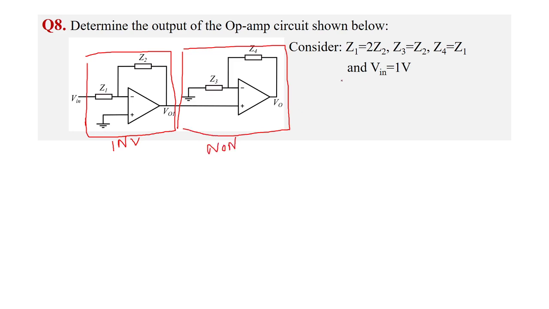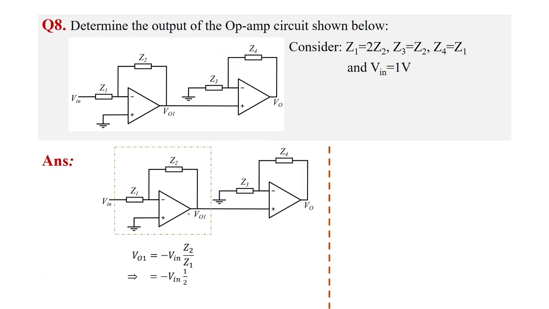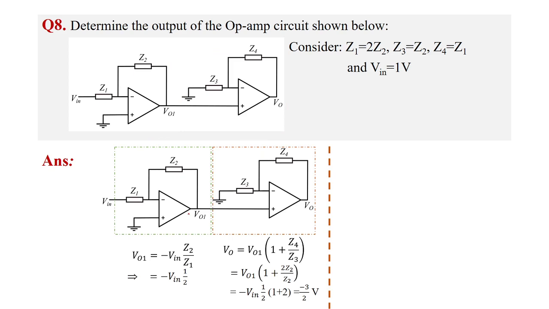So how to find the output? The simple method is to find the inverting amplifier gain and the non-inverting amplifier gain. Say if it is G1 and G2, the net gain will be G1 into G2. So what is the output? V0 equals the input into the net gain, so V in into G1 into G2. This is the net output of this amplifier. Both methods have been discussed here.